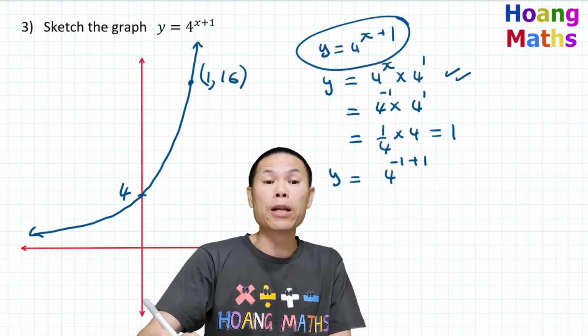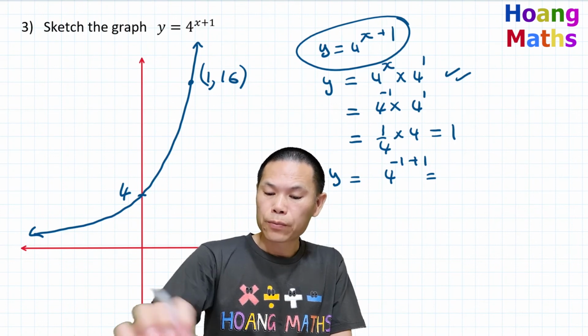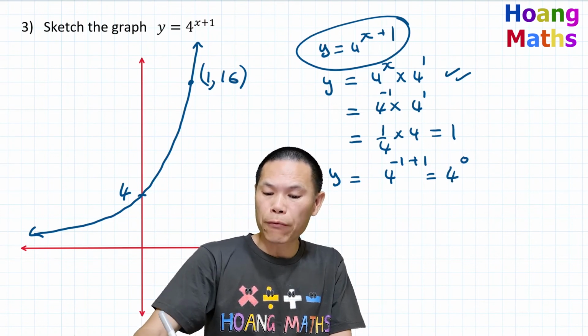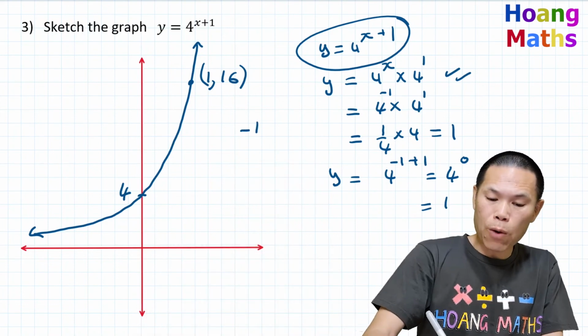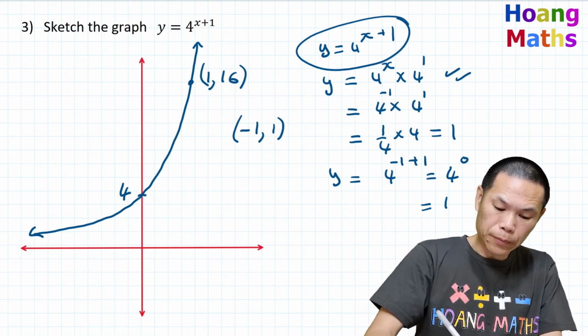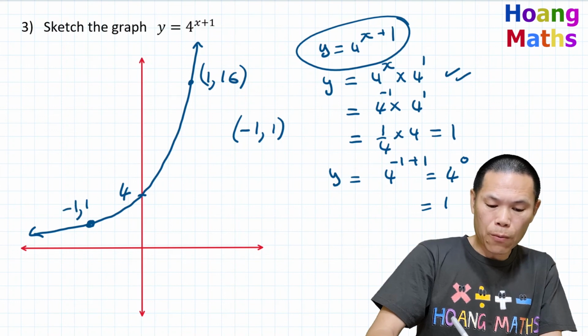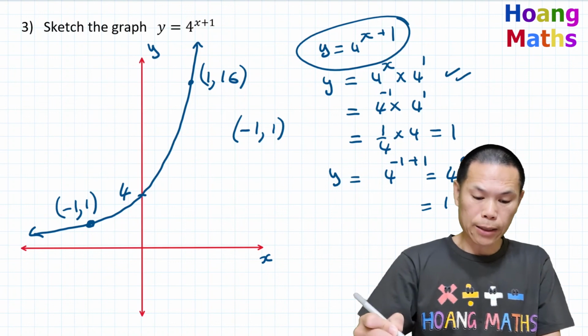So it becomes 4 to the power of 0, and 4 to the power of 0 is 1. So the point is (-1, 1). Okay? So (-1, 1) here. And let me label this x-axis, this y-axis.